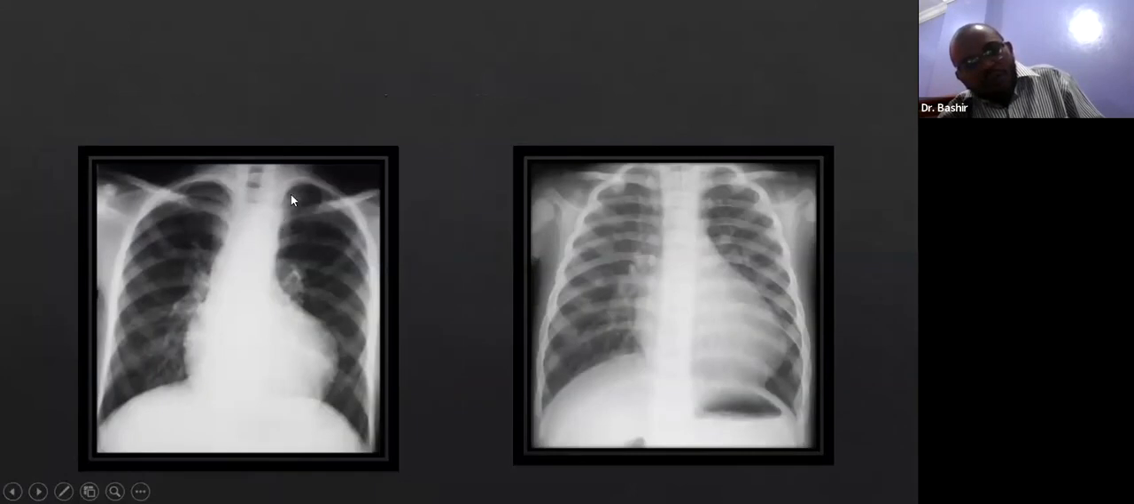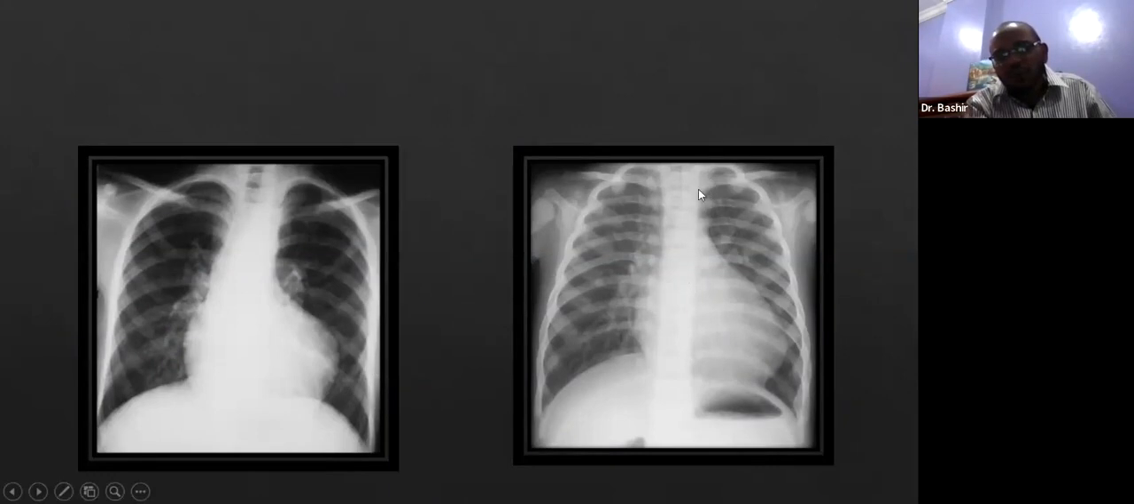And also you have to see the mediastinum, narrow mediastinum or normal mediastinum, because the child has thymus. This one, even we can see narrow mediastinum and the heart like a boot shape. Boot-shaped heart, like the one in tetralogy of Fallot or pulmonary atresia.